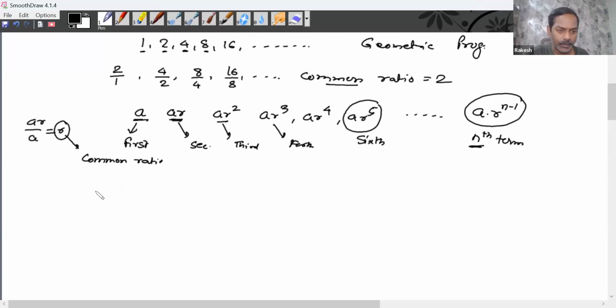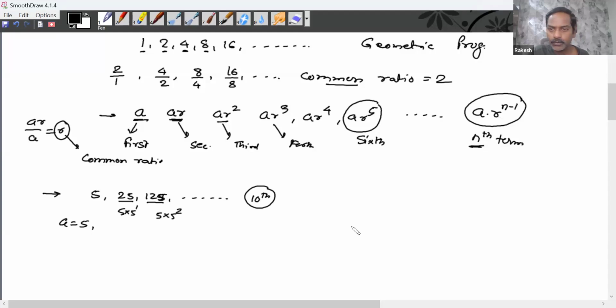So for example, if I have a geometric progression which is say 5, 25, 125, so and so forth, and I want to find which number will be the 10th term. So what we can do here is compare this geometric progression with this generic form. The first term obviously is 5, right? This 25 can be written as 5 into 5 to the power 1. This can be written as 5 into 5 to the power 2, as you can see, correct? Extending this, we can see that the value of R would be equal to 5 itself.